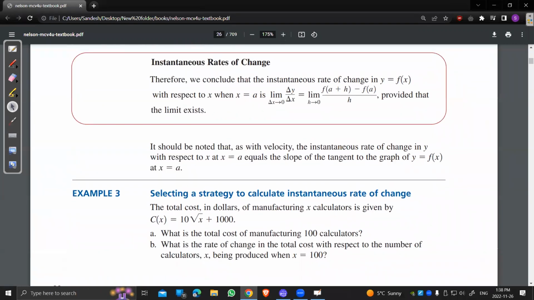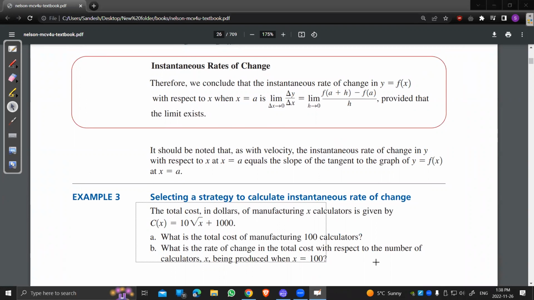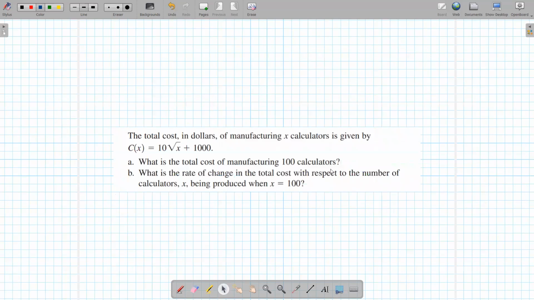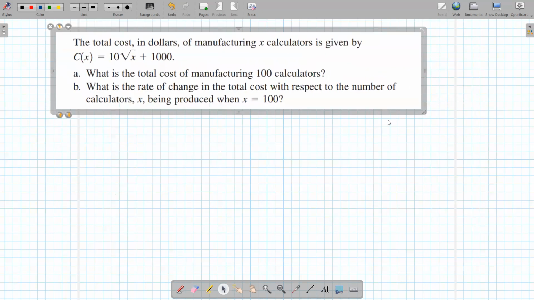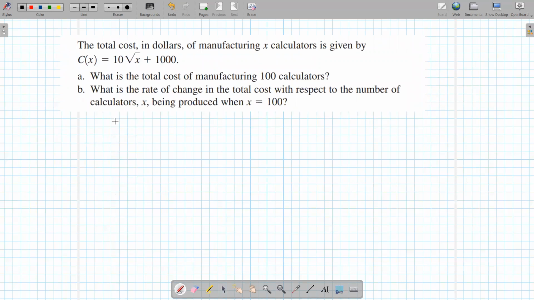This one is going to be a lot trickier. It's the same question. I'll tell you what they want. They've given you a cost function, and x is the quantity. C of x is the money it takes to produce x number of calculators. Part A is simple. It just says what's the cost, or what's the y value, when the x value is 100? So how do we do this?